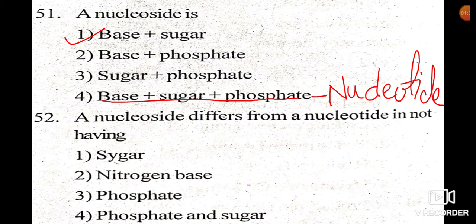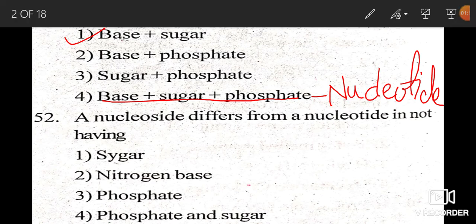Question number 52. A nucleoside differs from a nucleotide in not having. The right option is 3. Phosphate.